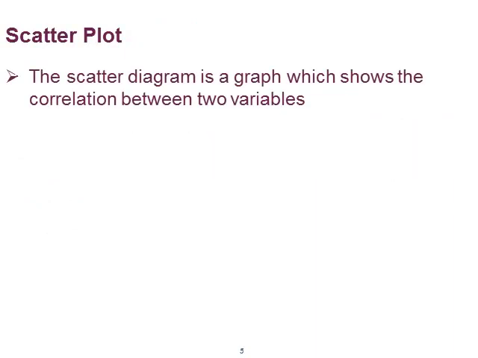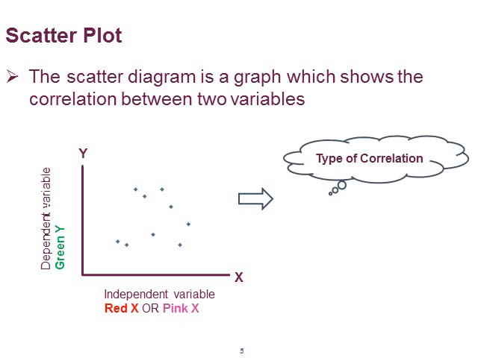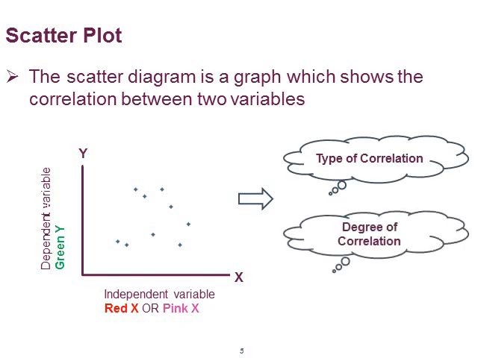So, what is a scatter plot? A scatter plot is a graph which shows the correlation between two variables, such as the relation between environment temperature and consumption of cold drinks, or the weight of a cake with respect to the baking temperature. To plot a scatter plot, we have two variables. One is the independent variable, taken on the x-axis, and the other is the dependent variable, on the y-axis. The scatter graph gives an indication of the correlation between variables in terms of the type of correlation and the degree of correlation.